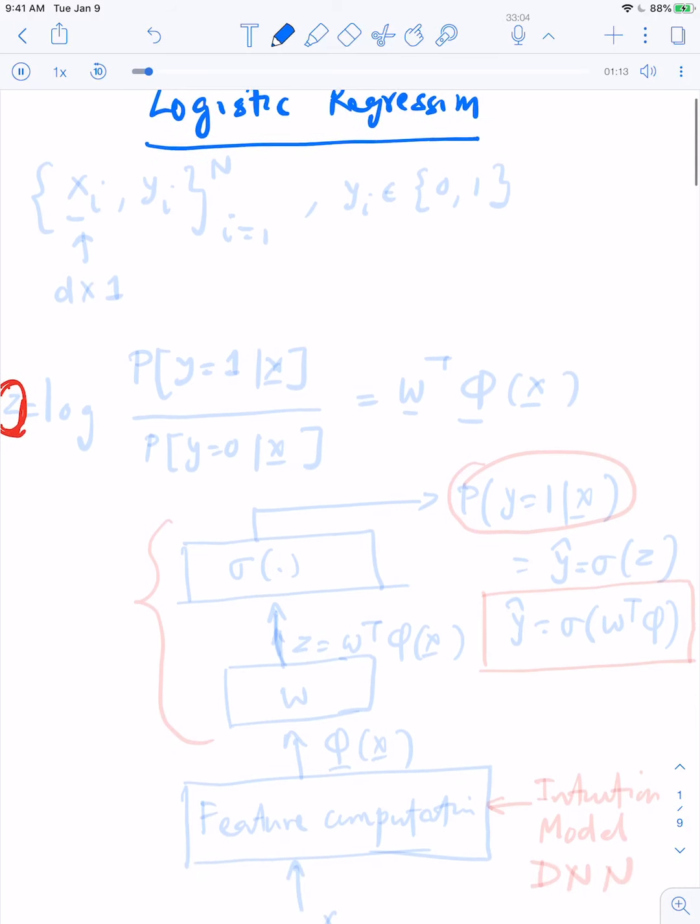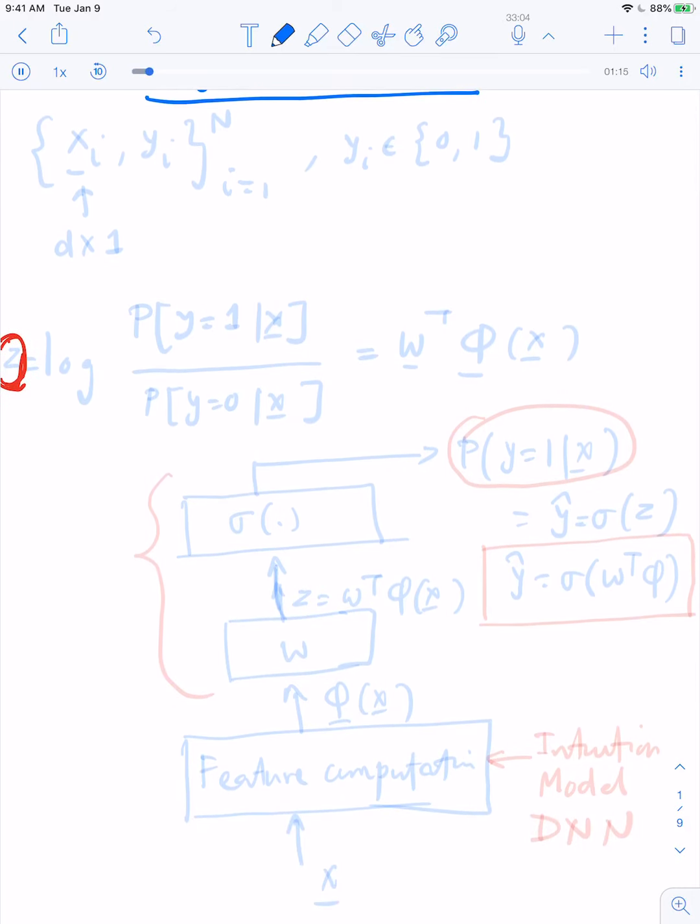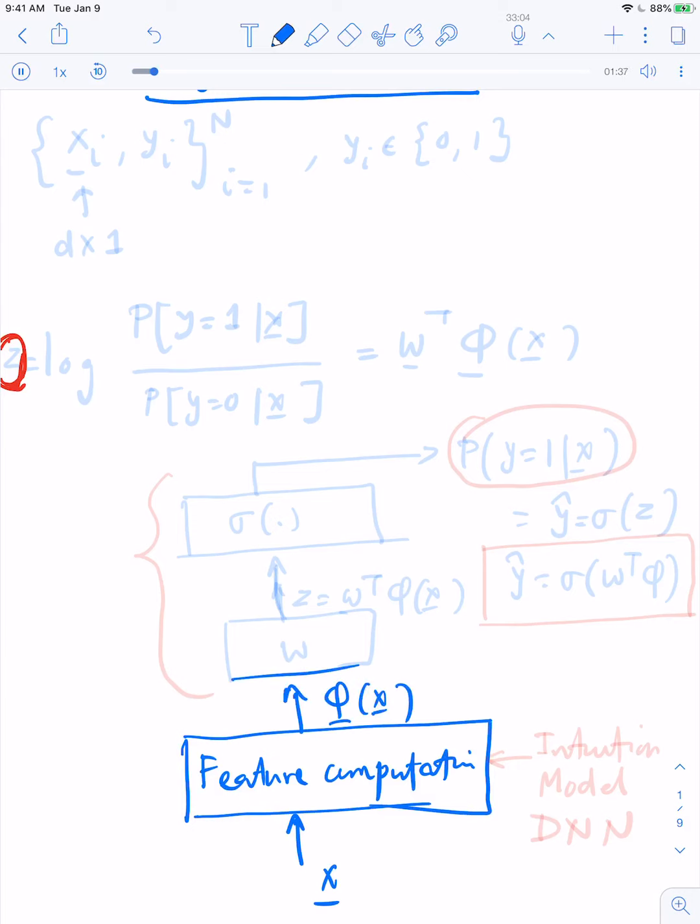Well, the block diagram that corresponds to this is, of course, as follows. I have X coming in. I have feature computation. That gives me this phi of X, right? Then I apply W to it. I get Z, which is W transpose phi of X, right? It's a LLR. And actually there's one more step I can take after that.